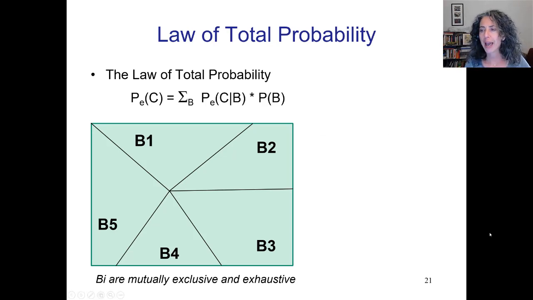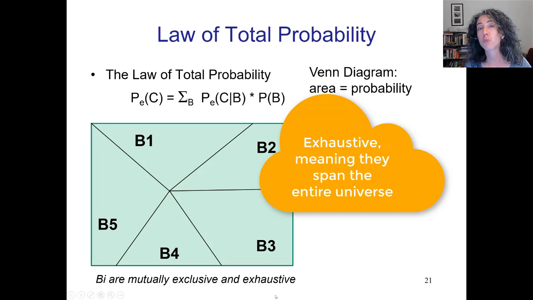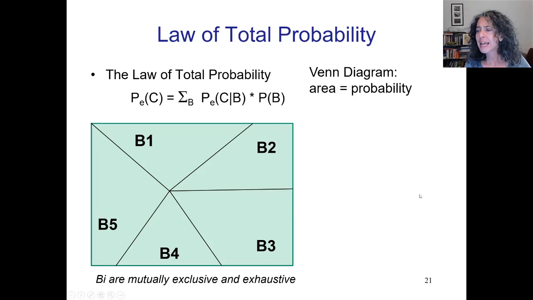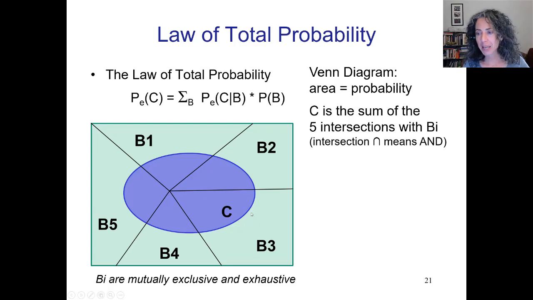So here we have the universe divided up into different possible values of B. And we've divided B into values that are mutually exclusive, meaning there's no overlap, and exhaustive, right? So this is where we divided our duration curve up into probability ranges. Then we have an event C that can happen with any of those values of B. Now, since we want to estimate the probability of C, it's going to be the sum of these 5 different intersections with each of the values of B.